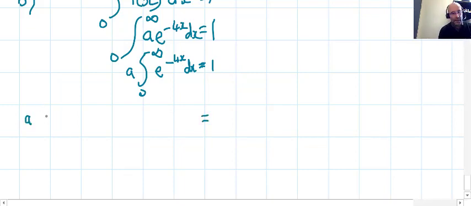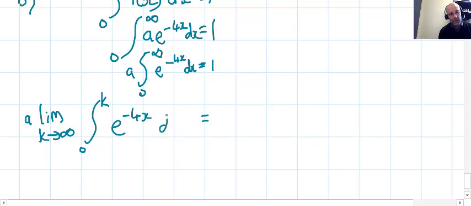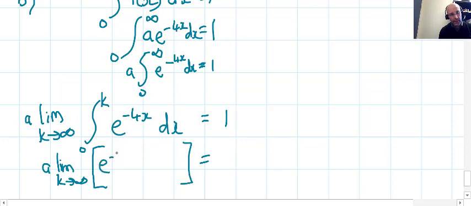So it equals A times the limit as k approaches infinity from 0 through to k of e to the negative 4x dx. That equals 1. Alright, subbing those values in, we have A times the limit as k approaches infinity, so we have e to the negative 4k minus e to the power 0, which would be 1. That equals 1.